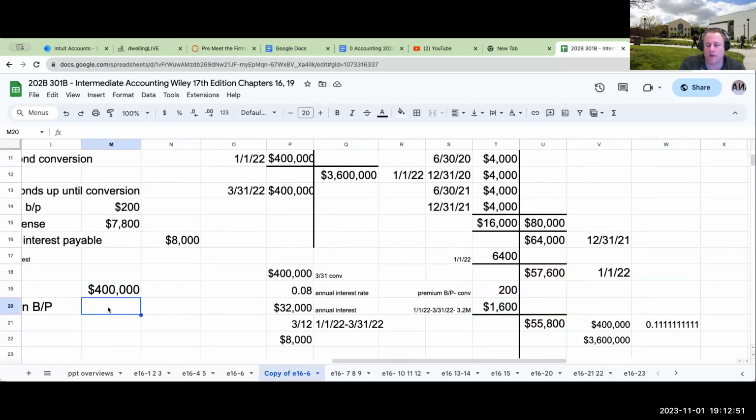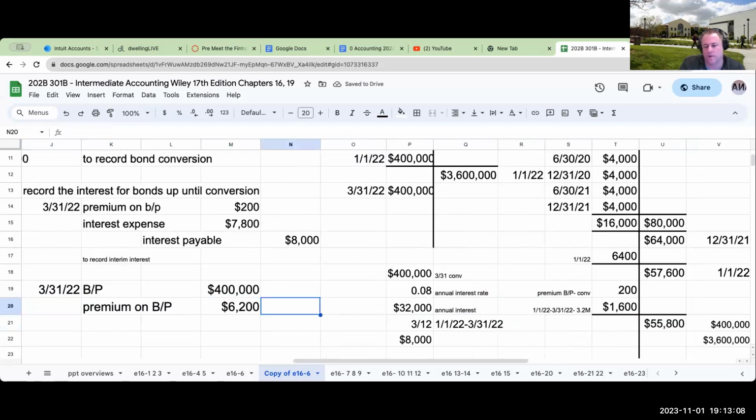So over here, what I'm going to do is take 55,800, which is my hypothetical premium, times the 11.11%, or roughly 6,200. So again, what am I doing over here? Prior to any type of adjustment on 1/1/22, my premium on bonds payable was 57,600. When I'm converting a bond mid-cycle, I have to amortize that premium accordingly.